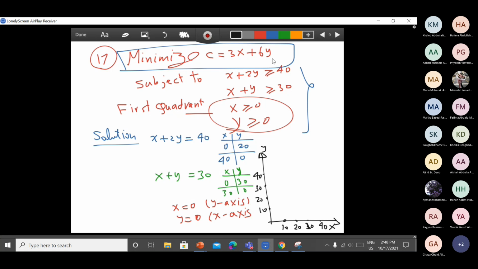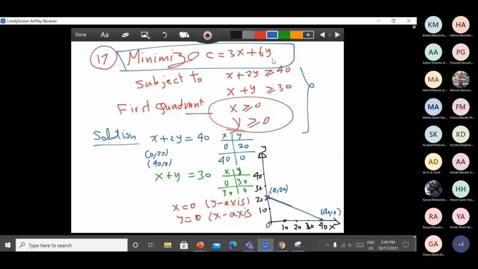Let's go for these 2 points in the yellow line. These 2 points, 0 and 20, and the other point is 40 and 0. 0 and 20, this is 0, this is Y, this is the point 0 and 20. And the other point, 40 and 0, this is the point 40 and 0. Okay, I just link these two together with the blue color.